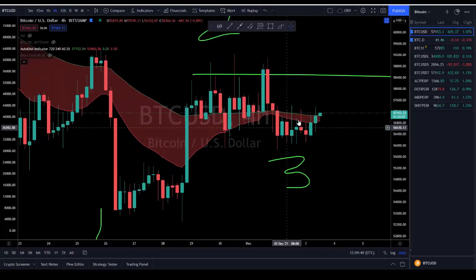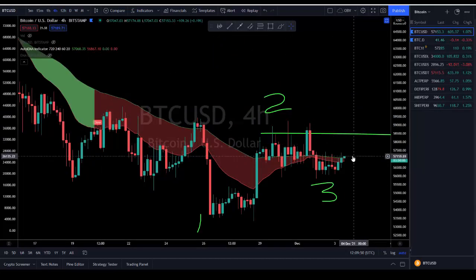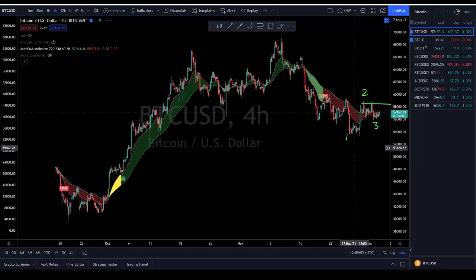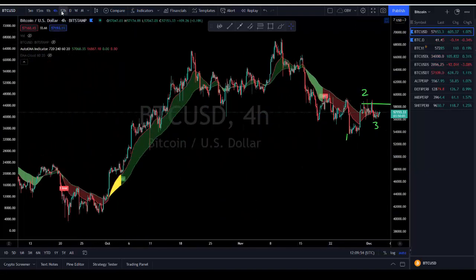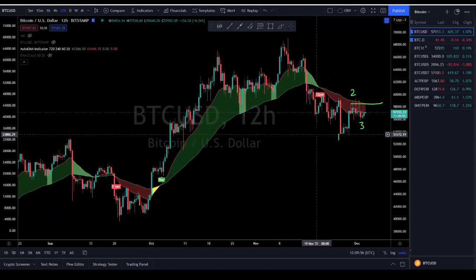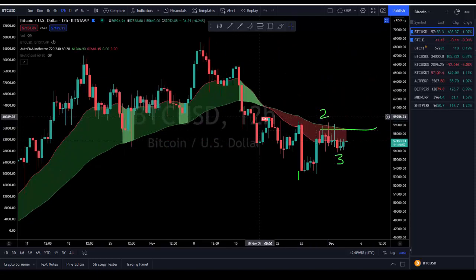When this 4-hour EMA crosses over, again, we're going to get another alert into our trading community over on Discord so that we know that that's flashed. And we'll also get a second alert when the 12-hour EMA flashes.